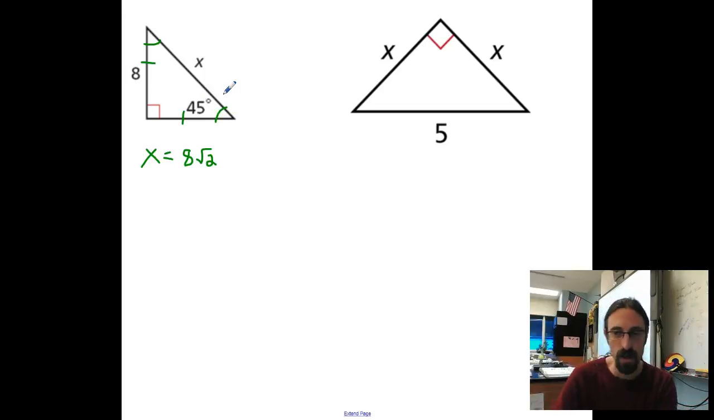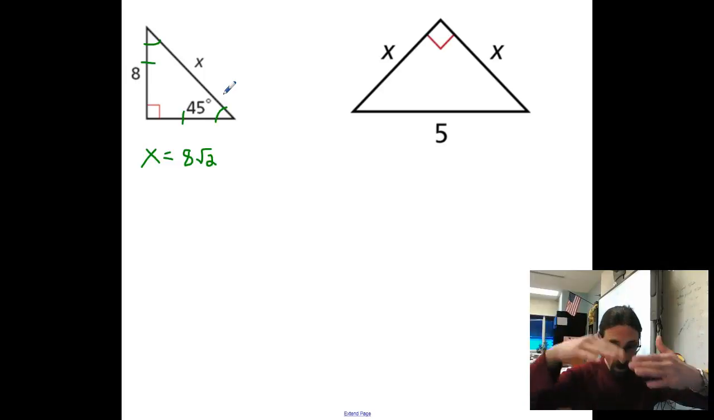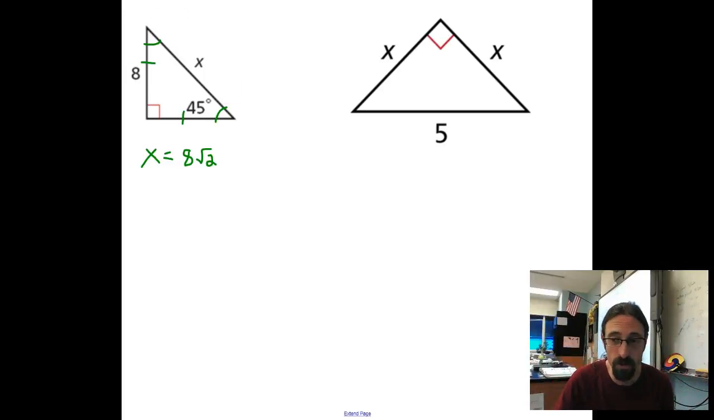Don't overthink it. And don't forget, the square root of 2 is a number. It's just irrational. It goes on forever. It's like 1.41, and so on. It just keeps going. So at some point you have to round it, or if you don't want to round it, leave it as an exact answer, the square root of 2.